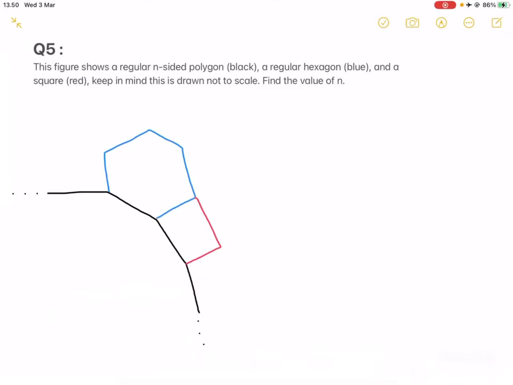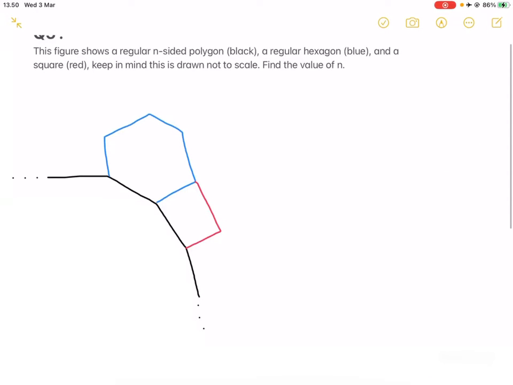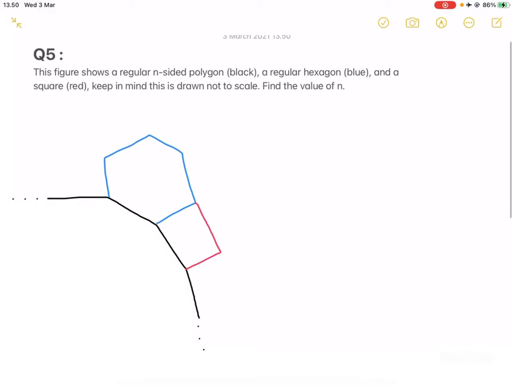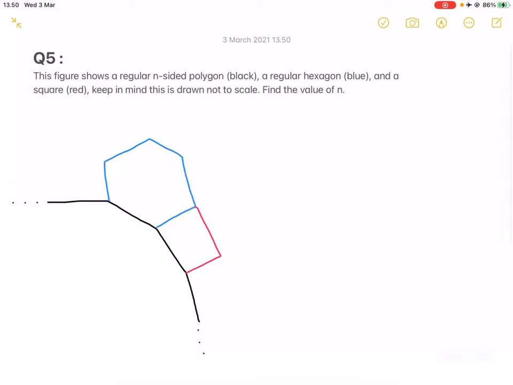Question 5. This figure shows a regular n-sided polygon marked in black, a regular hexagon marked in blue, and a square marked in red. And keep in mind this is not drawn to scale, as the square looks like a rectangle.